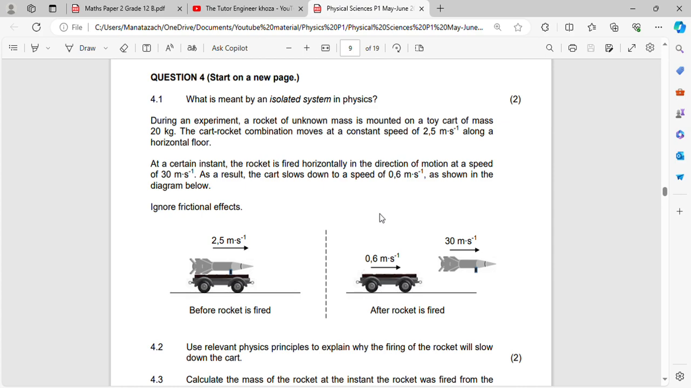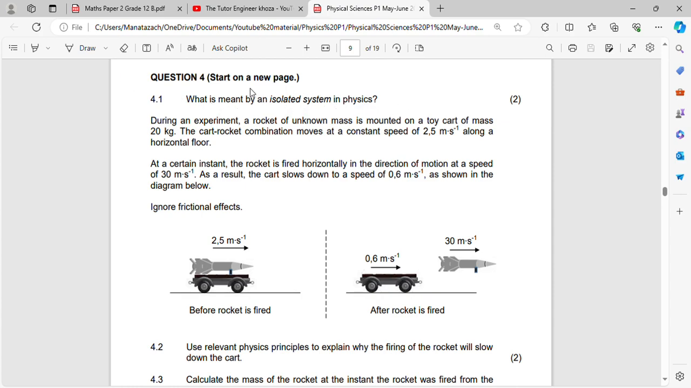Today we'll be doing an exam question on momentum and impulse. So let's start. Conservation of momentum, rather. It says, what is meant by the isolated system in physics?